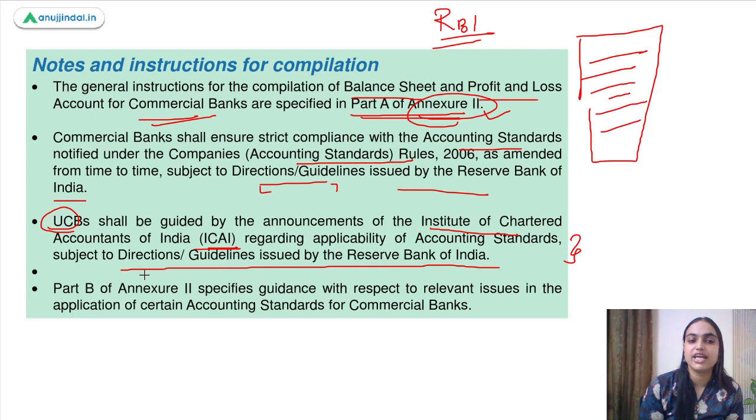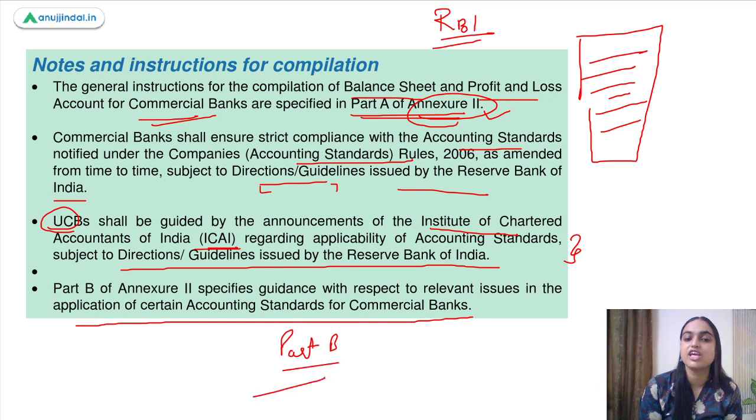Part B of this annexure specifies the guidance with respect to issues in application of certain accounting standards in commercial banks. So isi annexure mein ek Part B hai, wahan pe kai issues ki baat ki gayi hogi, un pe guidance hogi ki jab ye commercial banks ko accounting standards apply karne mein koi issue aata hai, to usme kya karna chahiye, wo guidance us same document mein provided hai.